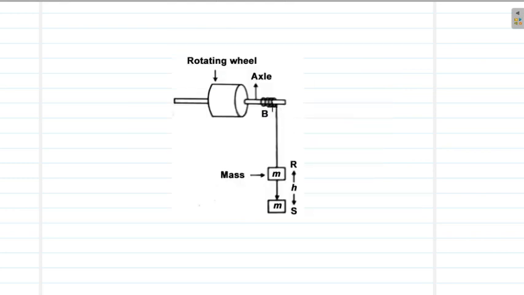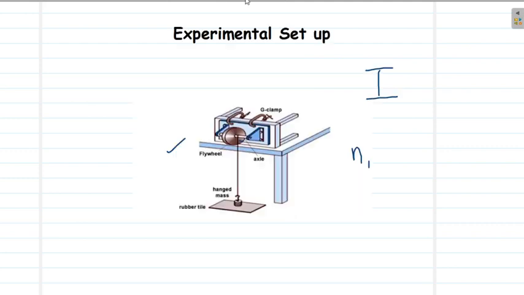The thread is wound around this axle n1 times. So in this figure it is 1, 2, 3 and 4. n1 is equal to 4. You have wound this thread 4 times around this axle. And the remaining thread is suspended from this axle with a mass m attached to it. So this is the stable fixed position of the flywheel before we start the experiment.